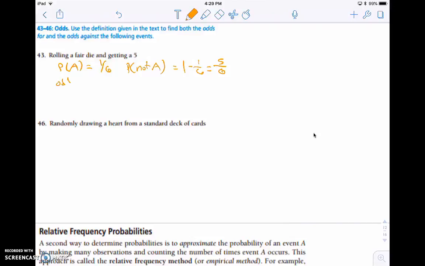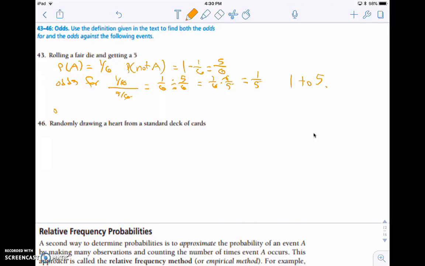So the odds for event A, you'll take 1/6 divided by 5/6, and you can think of this as 1 out of 6 times 6 out of 5. Those denominators cancel and you get 1 out of 5. That will always happen when the denominators are the same; those 6's cancel out. So when you get 1 out of 5, we say the odds are 1 to 5. Those are the odds of getting a 5.